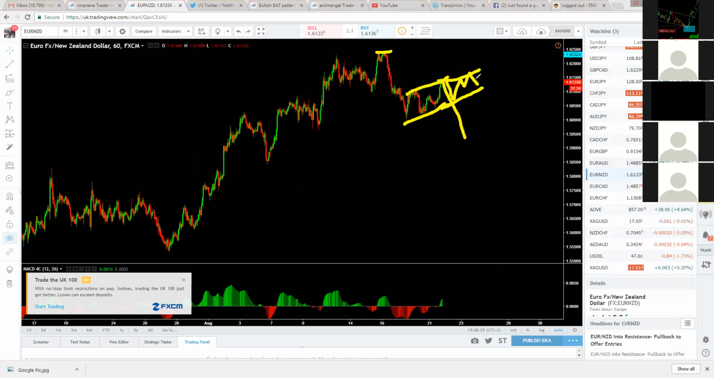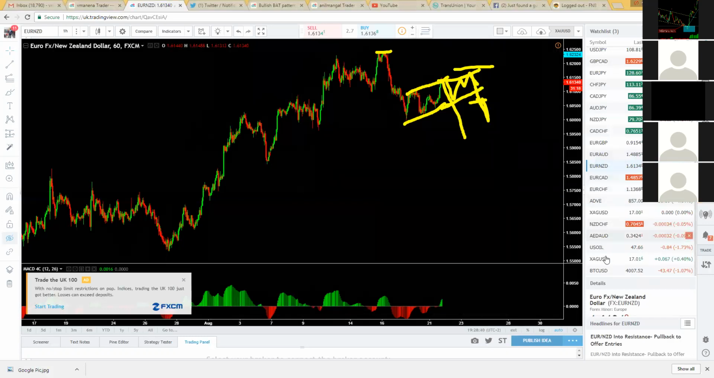Okay, all these trades we sent onto our free group. So we're just waiting for this one to break to the downside. Once it breaks, and we confirm the break, our stop is moving here. And then we're going to run this trade all the way down, risk-free. That's Euro New Zealand. Let's look at oil now.